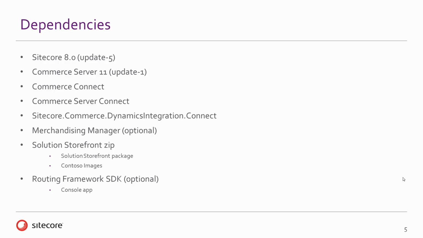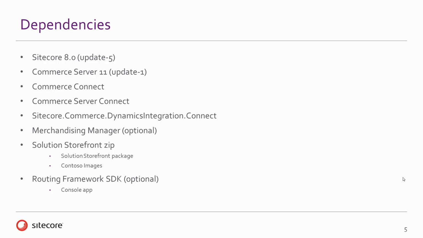Next, we'll be installing the Sitecore Commerce Dynamics Integration Connect, and these are really the pieces that are necessary to hook up those Sitecore pipelines with the transaction service. So that's any of the card operations or profile management or order management.